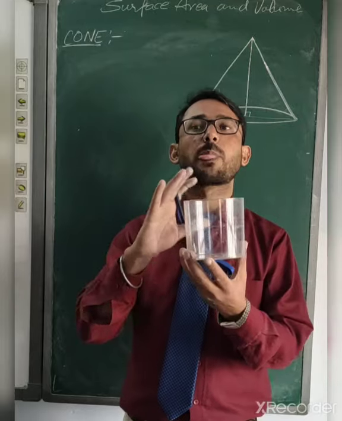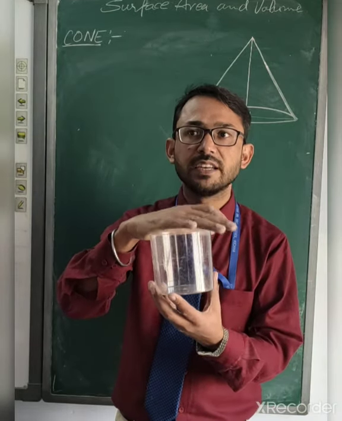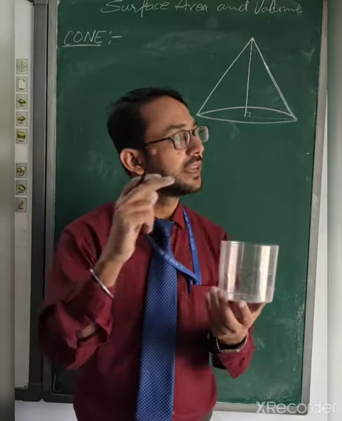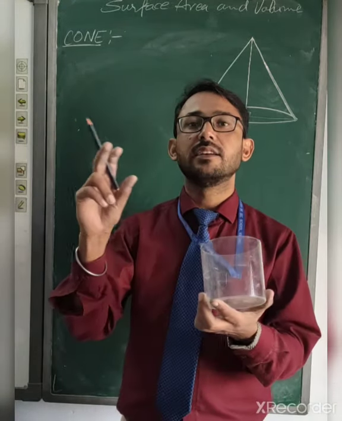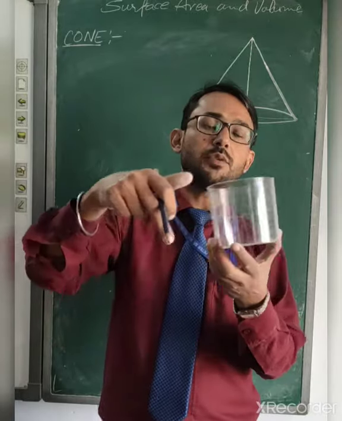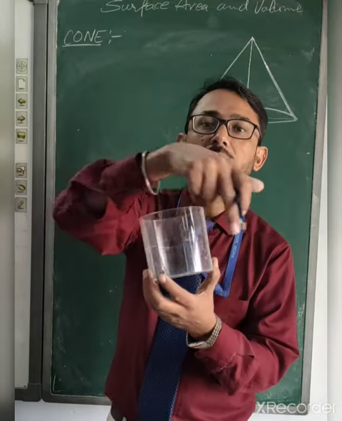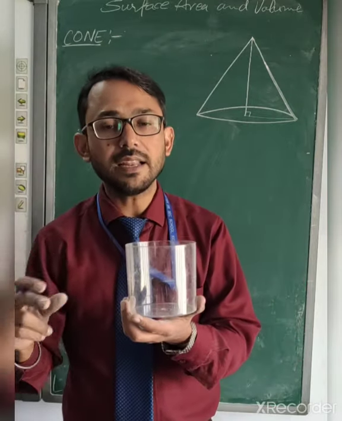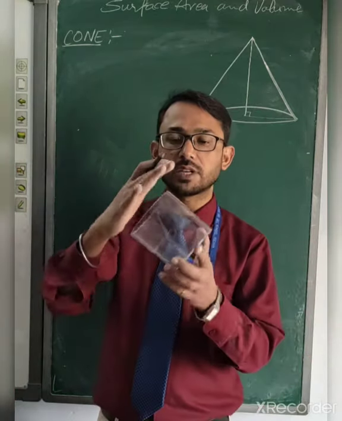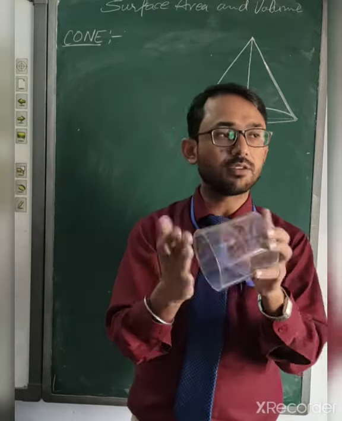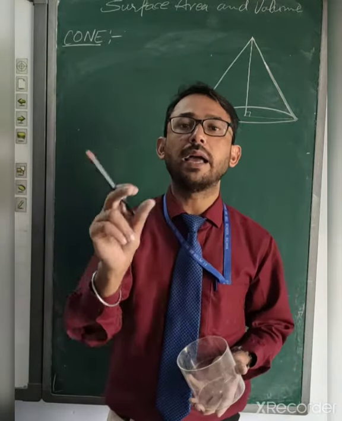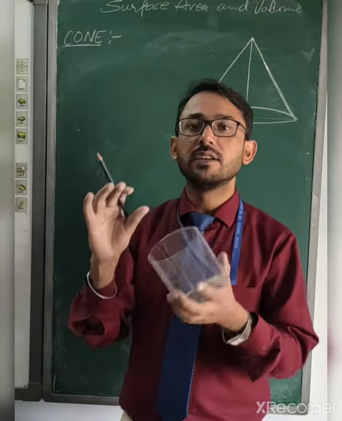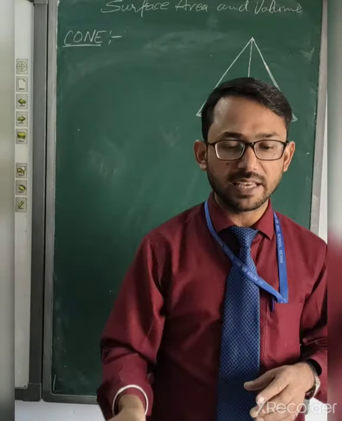What was its volume? Its volume was pi r square h. Then its curved surface area was 2 pi r h. And its total surface area was including them, so 2 pi r (h plus r) was its total surface area.